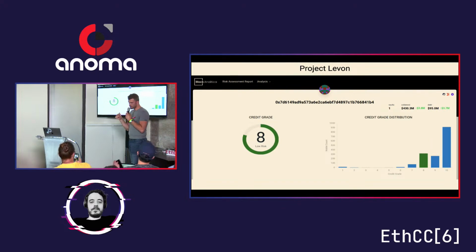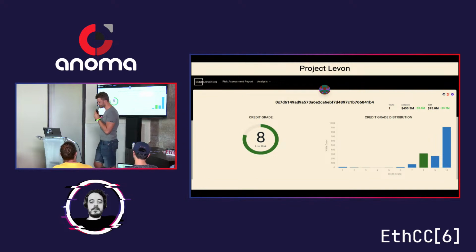And the credit grade basically goes from 1 to 10, 1 being very high risk, 10 being very low risk, and then we also have a nice portfolio view of the whole portfolio, which means that in this case we can see that most of the wallets have a very high credit grade, which just reflects the current state of the MakerDAO system, which is highly over-collateralized. So that means that for each of the DAI that is minted, we have a large amount of collateral that backs it.